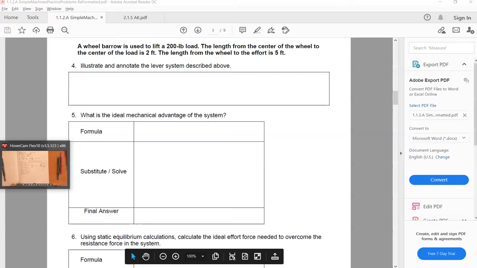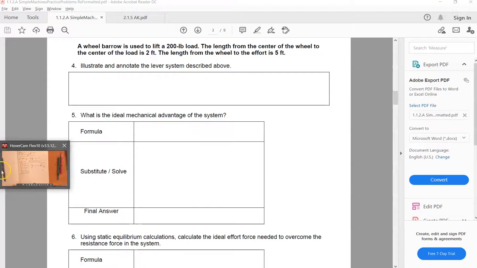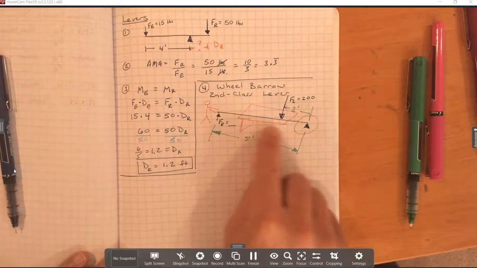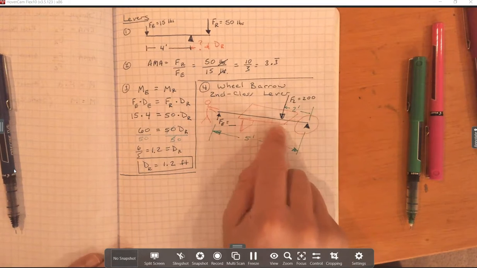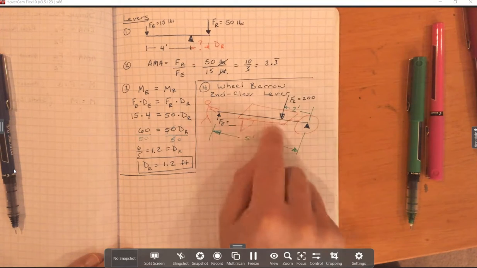Okay, so the next problem discusses a wheelbarrow being used to lift 200 pounds. The length from the center of the wheel to the center of the load is 2 feet, and the length from the wheel to the effort is 5 feet. So I've already gone ahead and annotated this, to try to give some context of a wheelbarrow, very subtly.